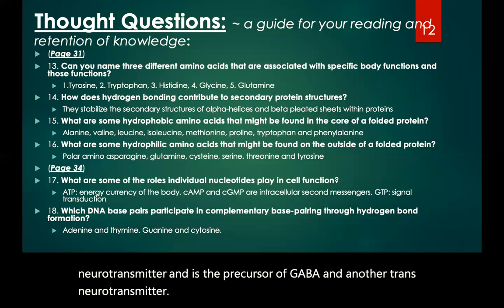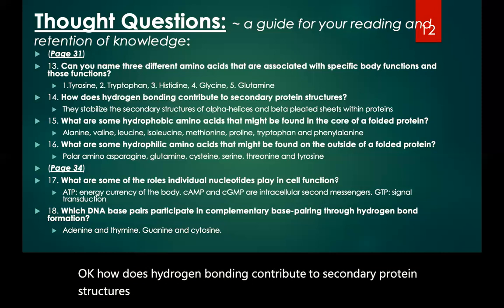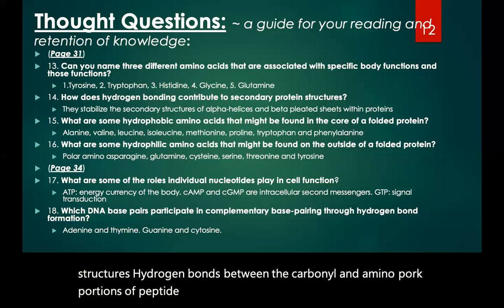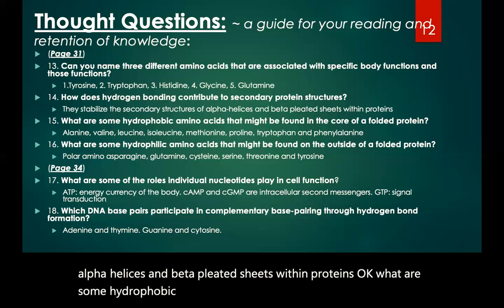Okay. How does hydrogen bonding contribute to secondary protein structures? Hydrogen bonds between the carbonyl and amino portions of peptide bonds stabilize the secondary structures of alpha helices and beta pleated sheets within proteins.